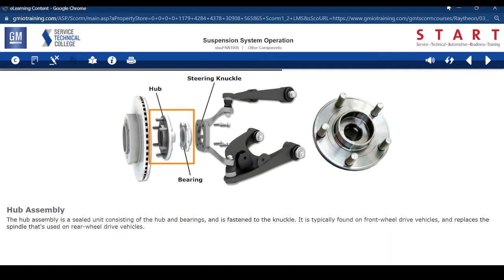The hub assembly is a sealed unit consisting of the hub and bearings and is fastened to the knuckle. It is typically found on front-wheel drive vehicles and replaces the spindle that's used on rear-wheel drive vehicles.